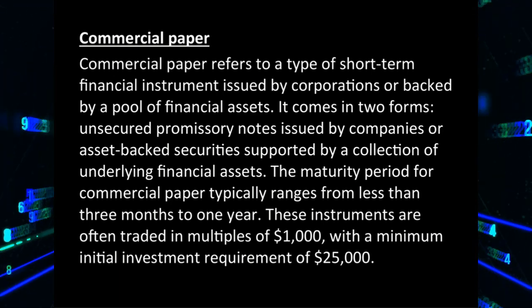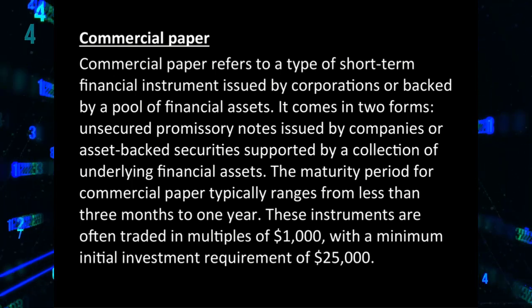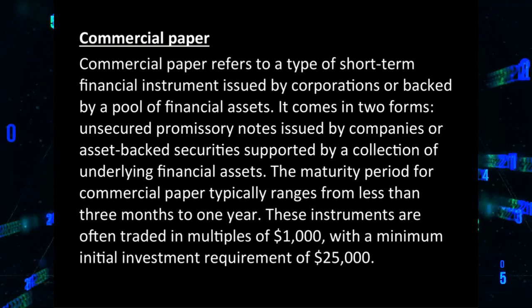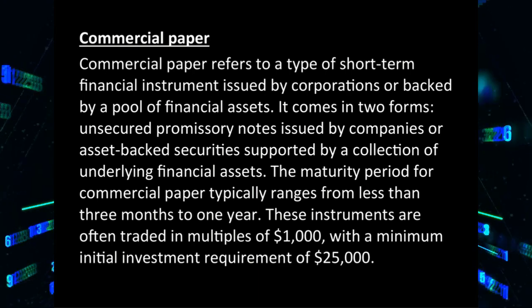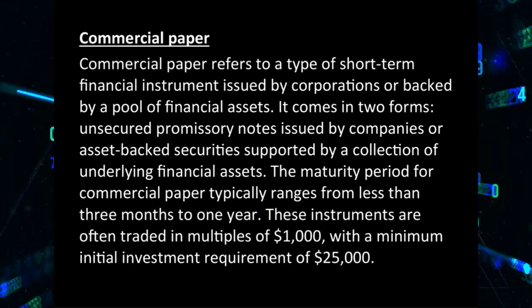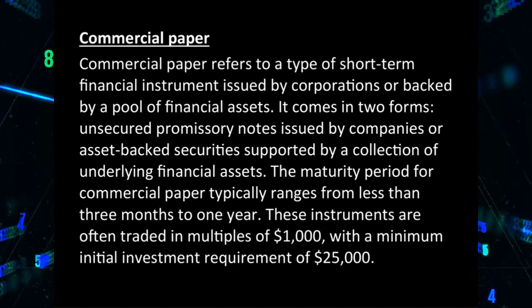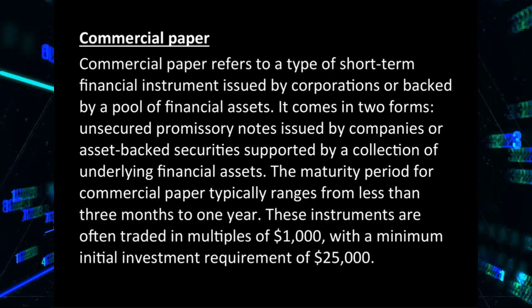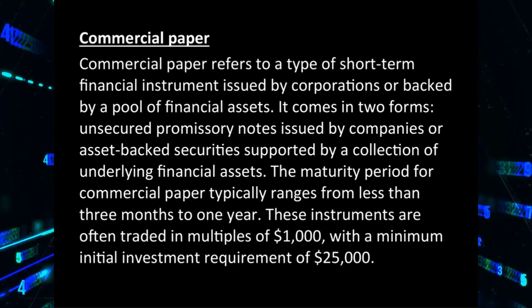These instruments are often traded in multiples of $1,000, with a minimum initial investment requirement of $25,000. Importantly, commercial paper can be traded in the secondary market before its maturity date, allowing investors to buy and sell it at prevailing market rates.